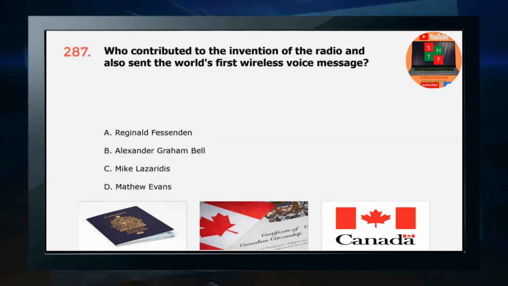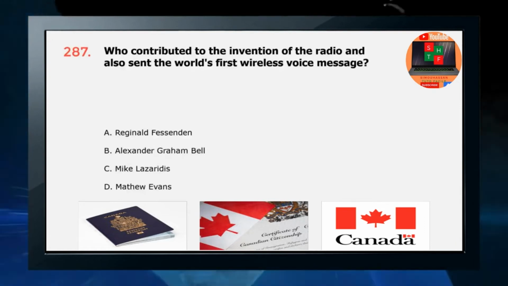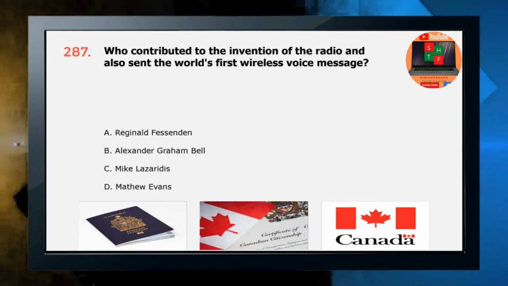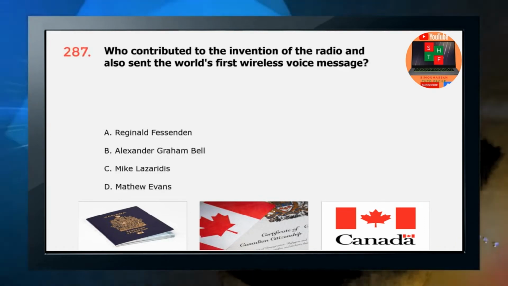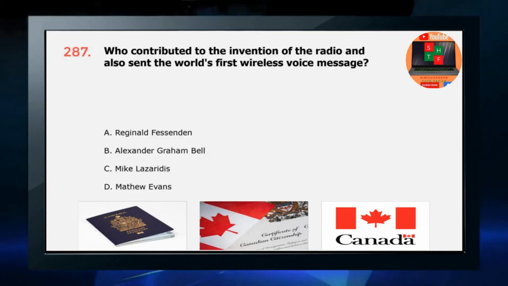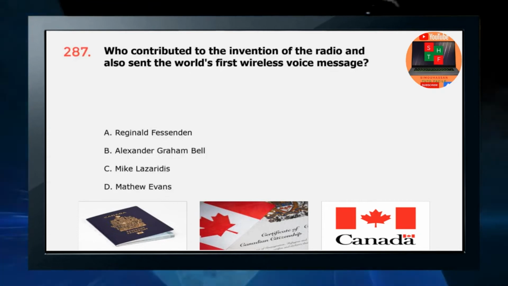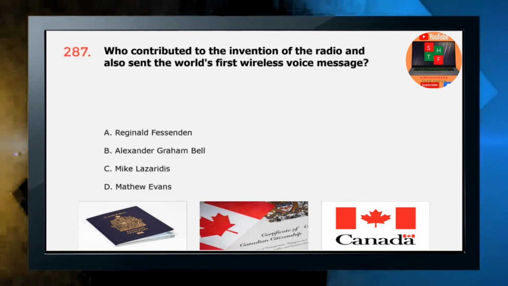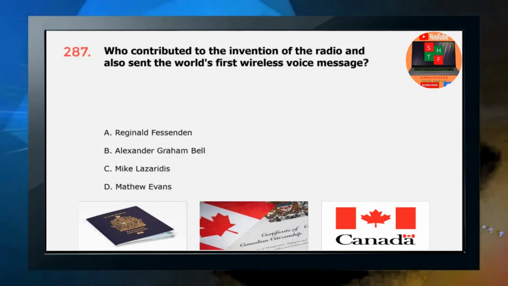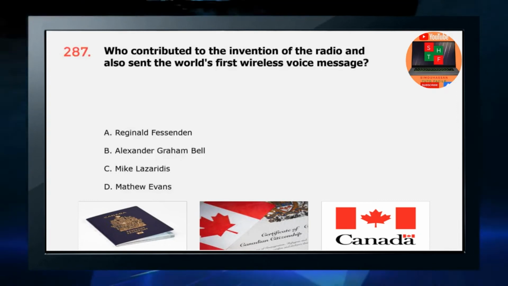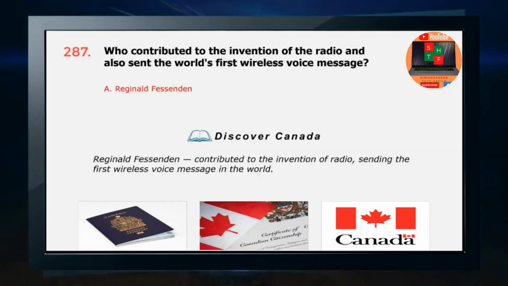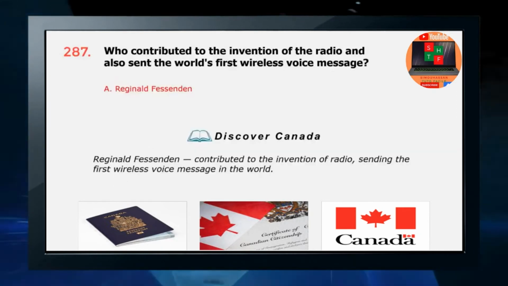Question 287. Who contributed to the invention of the radio and also sent the world's first wireless voice message? A. Reginald Fessenden. B. Alexander Graham Bell. C. Mike Lazaridis. D. Matthew Evans. The answer is A. Reginald Fessenden.